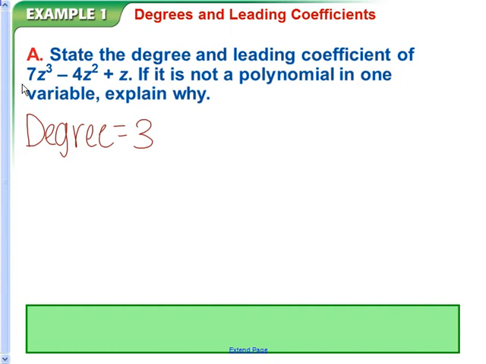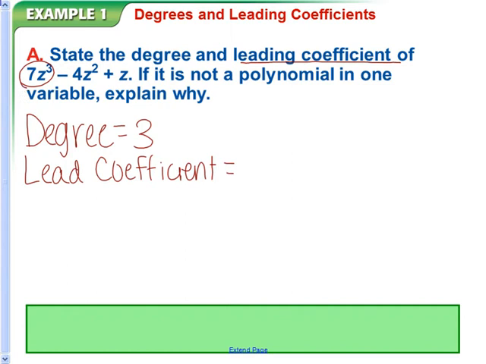Okay, then the next thing is the leading coefficient. So you go to the term that had the highest degree, and the leading coefficient is the number in front of it. So in this case, the leading coefficient is 7. That's the number in front of z cubed.